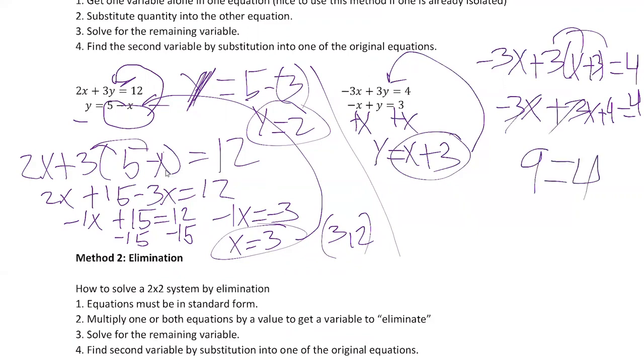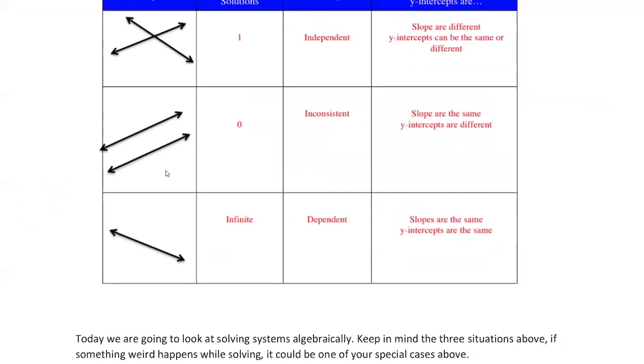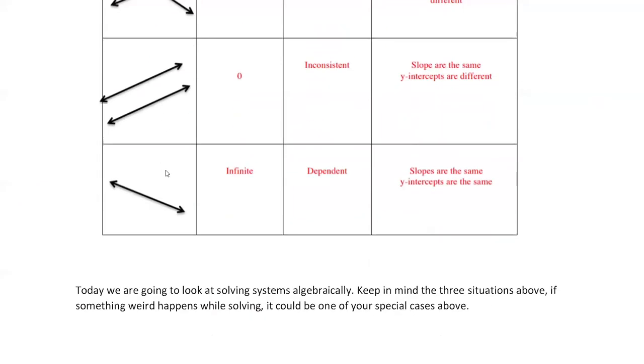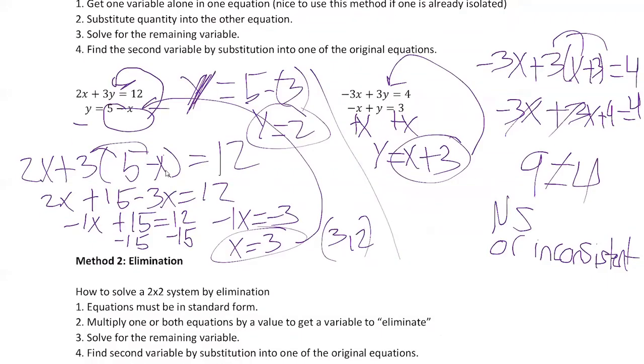If you end up in a situation like this and you get a statement that's not true, like clearly 9 is not equal to 4, since this does not work, what this means is that there are no solutions, or basically that this is an inconsistent set of equations. If you solved all these for y, you would see we have parallel lines. If you sketch these really quick or put them in Desmos, you would see you're going to have parallel lines. So remember, parallel lines are inconsistent, or you have 0 solutions. That's what it looks like algebraically.